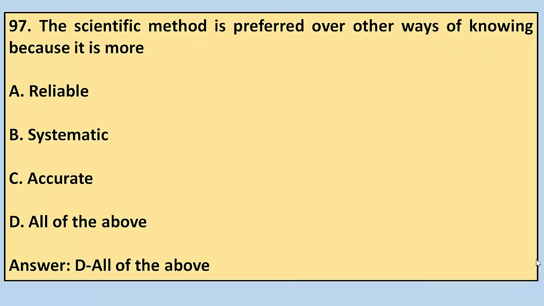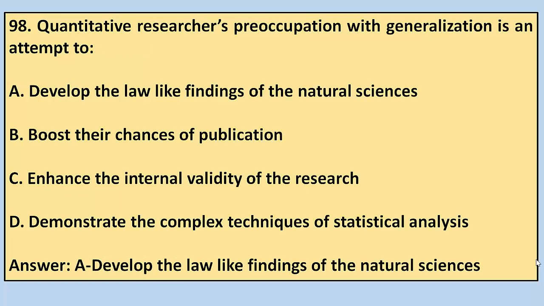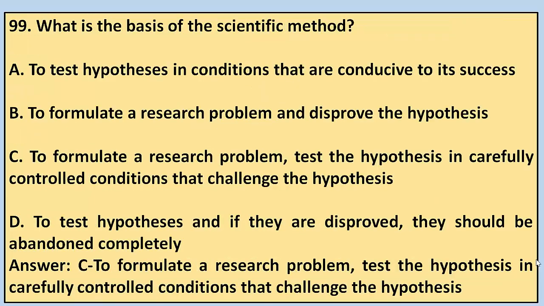The scientific method is preferred over other ways of knowing because it is more reliable, systematic, accurate, or all of the above. Answer is D. All of the above. Quantitative research's preoccupation with generalization is an attempt to develop the law-like findings of the natural sciences, boost chances of publication, enhance the internal validity of the research, or demonstrate complex techniques of statistical analysis. Answer is A. Develop the law-like findings of the natural sciences.